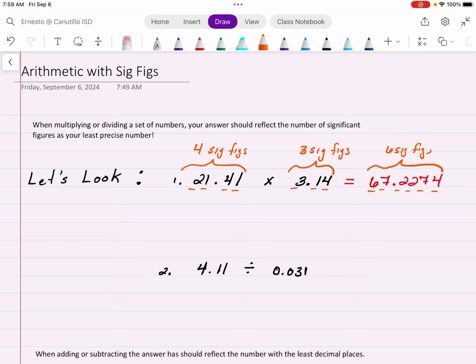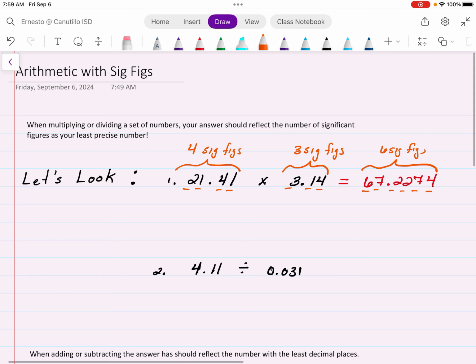Now, what I meant by your answer should reflect the number of significant figures of your least precise number is this: if you take a look at the numbers we multiplied to get the product, we multiplied 21.41 times 3.14. The number with the smallest number of sig figs is going to be this number right here. So that means my answer could only be to 3 significant figures. Think of the analogy that a chain is only as strong as its weakest link. It's kind of like that.